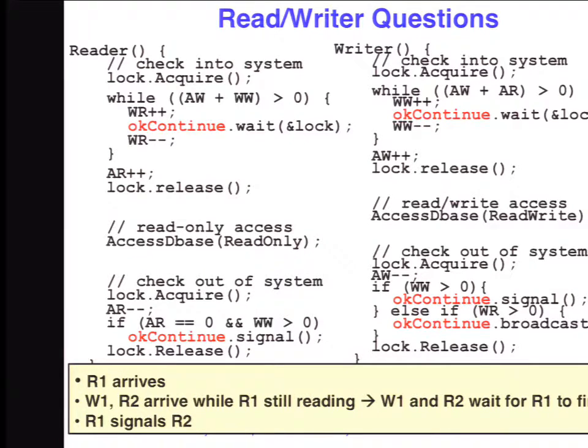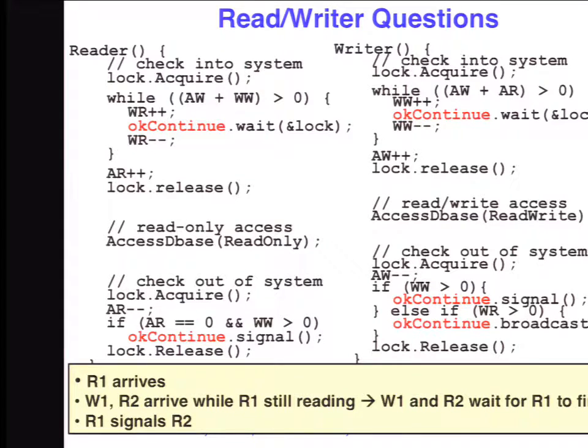So if R2 gets to OK to continue, and then it wakes up and checks the while loop and sees that there's a waiting writer again, because W1 is a waiting writer, then it's going to go back to sleep, and then W1 is going to get woken up, and it'll continue. Is that? No, actually not. It'll go back to sleep, but there's no signal to wake someone else up. So then all threads will just be sleeping.